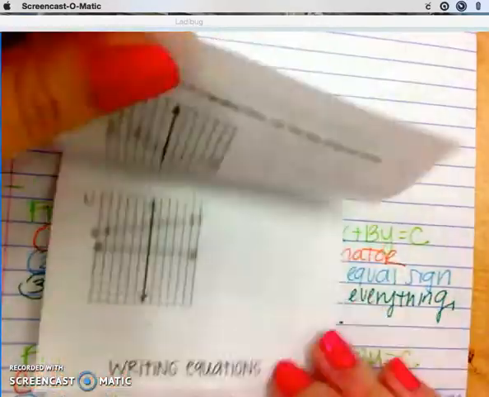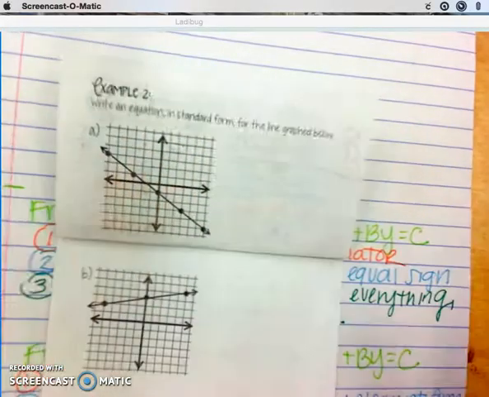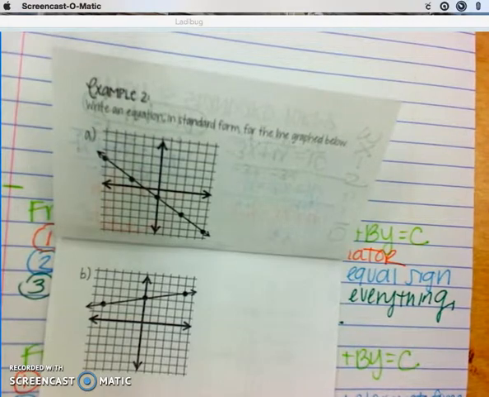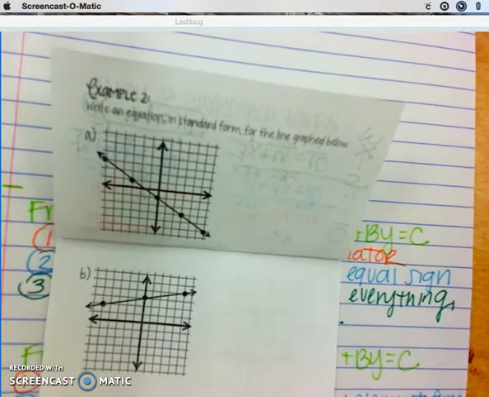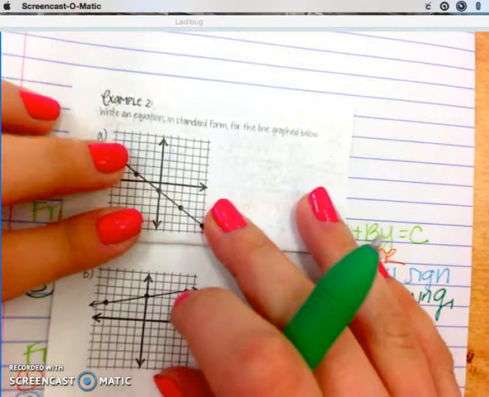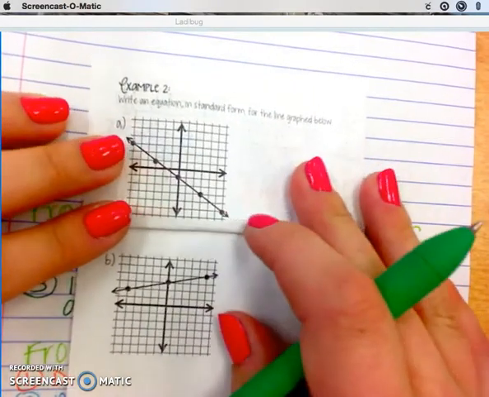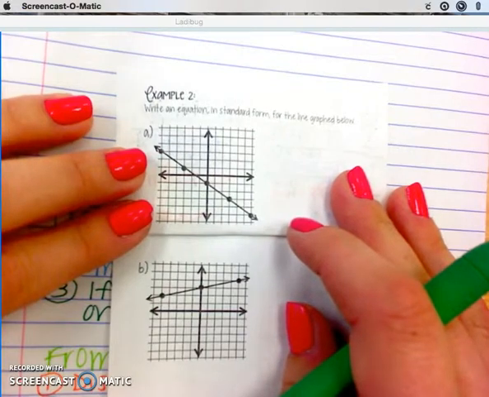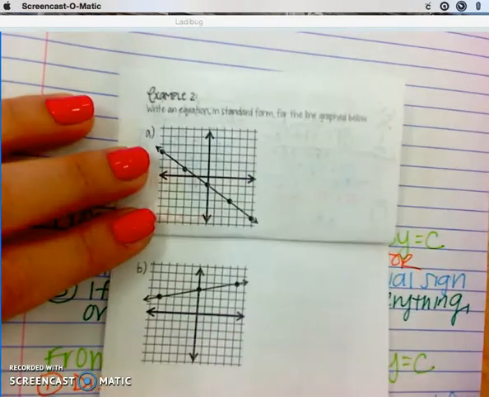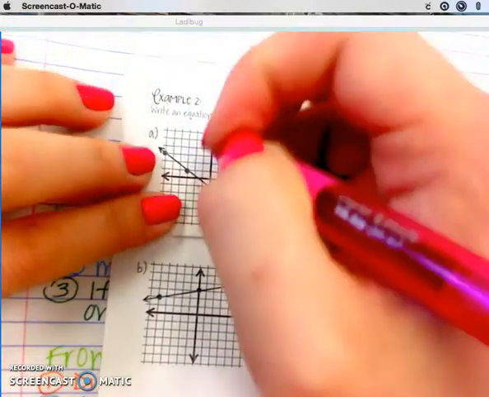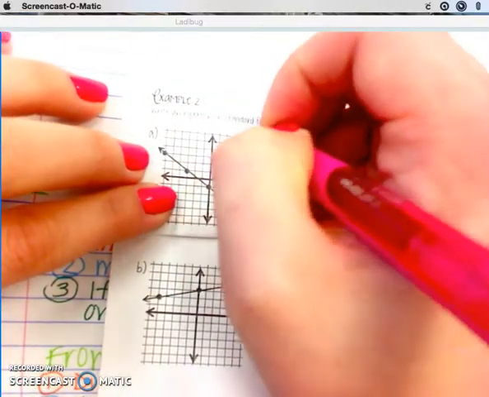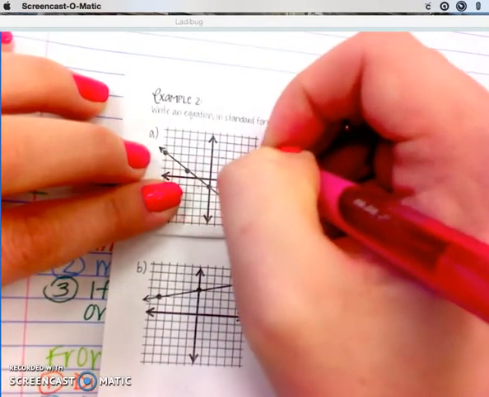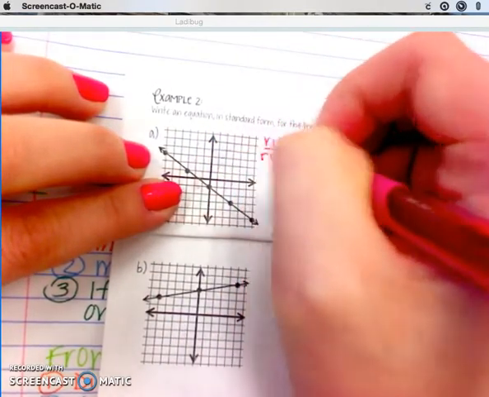Okay, so then writing equations. We gotta step this pace up, the video is getting a little long. So let's write the equation in standard form. First thing I want you to do is write the equation in slope-intercept form and then change it over. So finding the slope, going rise 2 and left 3. So run is -3.